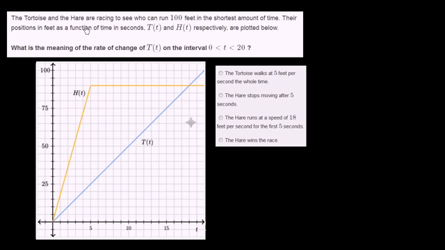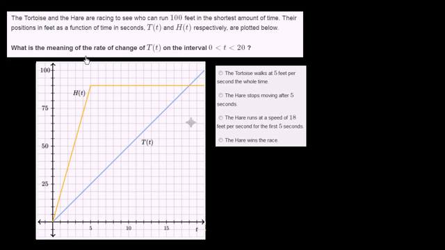The tortoise and the hare are racing to see who can run 100 feet in the shortest amount of time. Their positions in feet as a function of time in seconds, T of t and H of t respectively, are plotted below. So T of t is the position of the tortoise as a function of time, and it's in feet. H of t is the position of the hare.